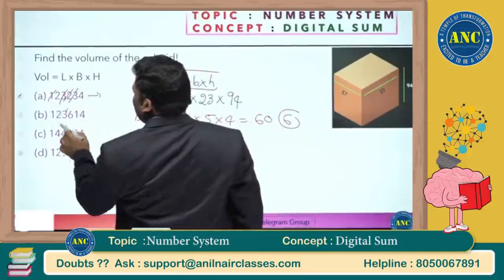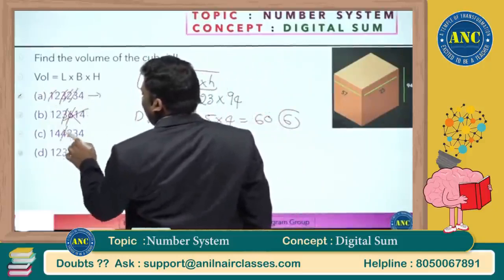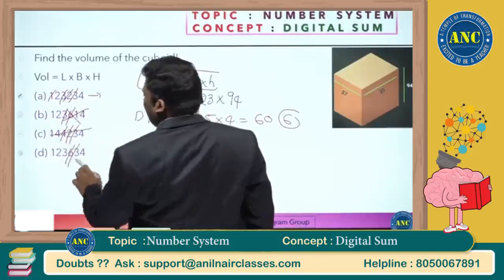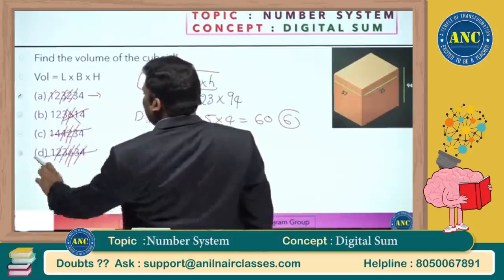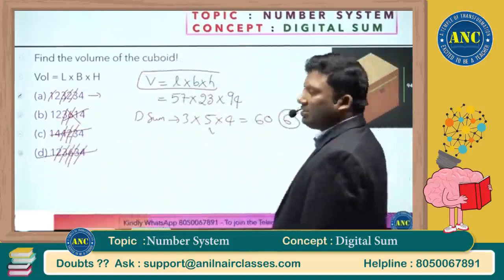Digital sum is 6. These 6, 3, 6 out, these 8, not possible. 4 plus 2, these 9, it is not possible. 6 plus 3 out, 4 plus 3 plus 2, 1, these not possible. So 3 into 5 into 4, answer is 60.